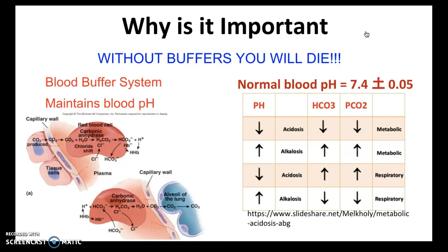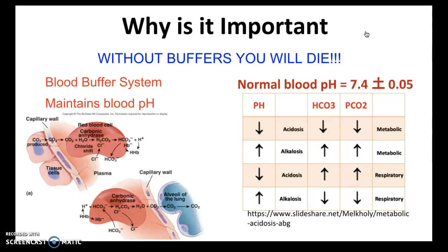So you first may be asking yourself, why is it important? Why do we need to study these things? Well, simply put, without buffers, you would die. What you may not know about your blood is that it has to maintain a pH of about 7.4, slightly alkaline, slightly basic, and it has a very small window in which you're okay. Plus or minus 0.05, then you're fine. But if you're outside of that range, then you could potentially die. Your organ systems will start shutting down.